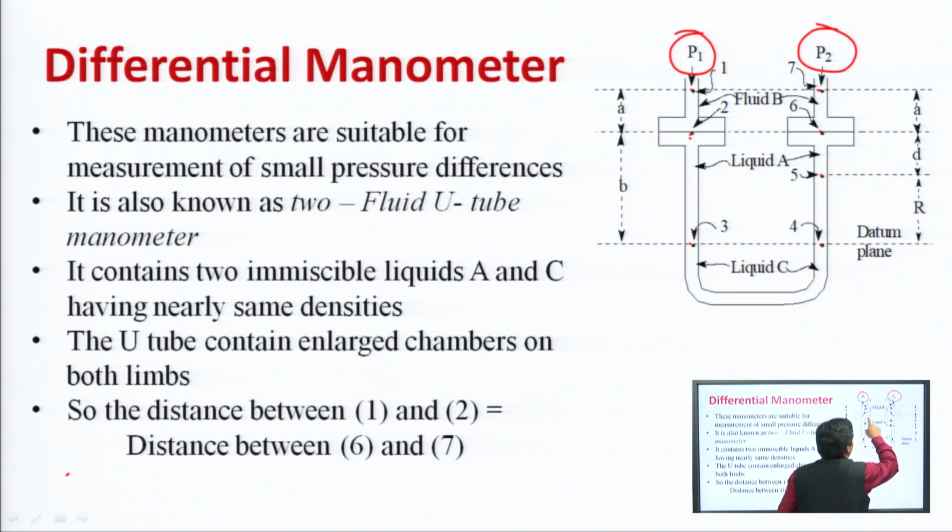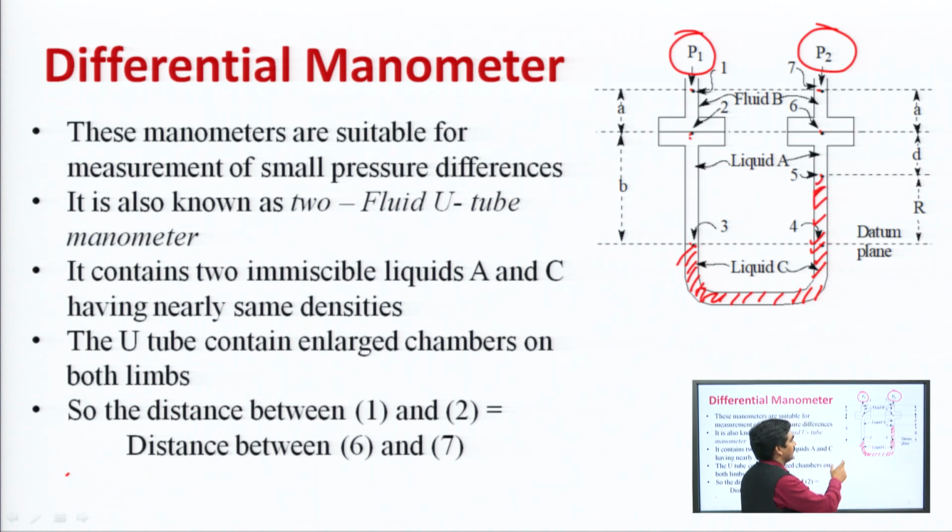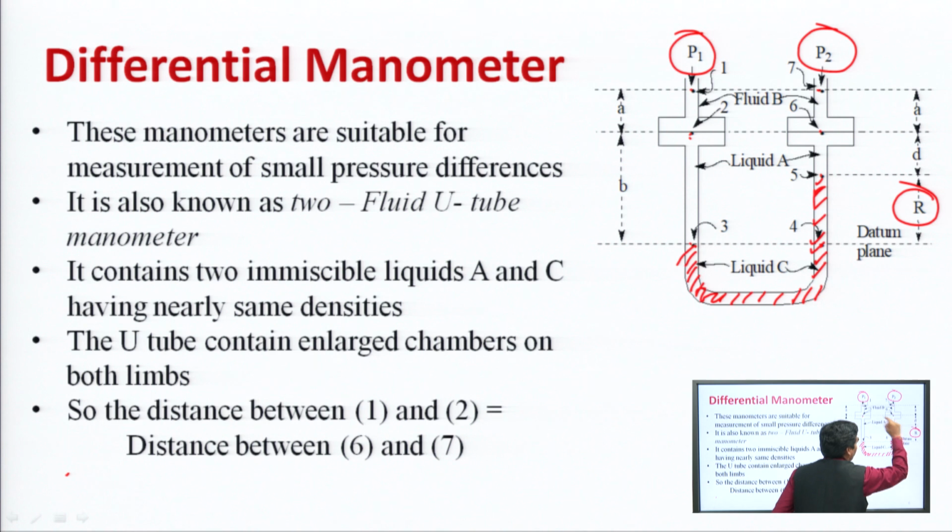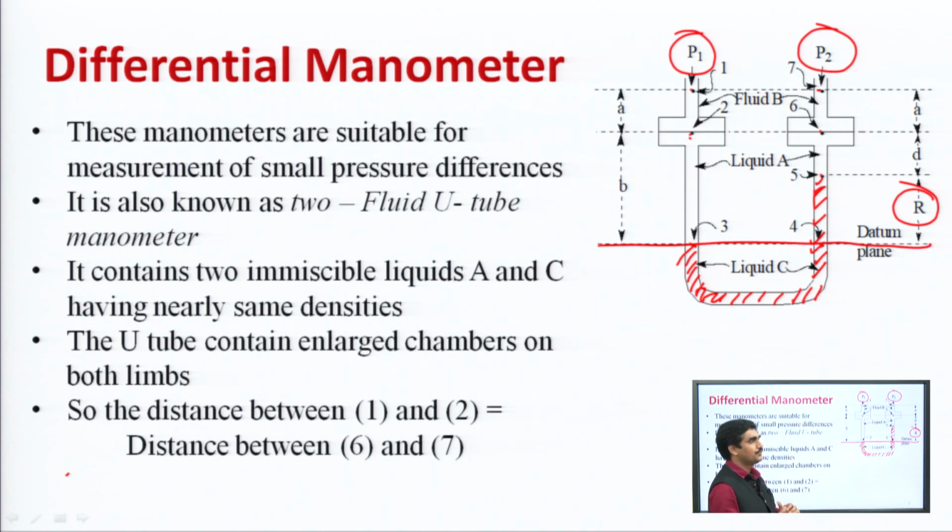Okay. Now, in this case, this is liquid C. Due to the pressure applied, it is moved from point number 3 to 4 and 4 to 5. The height is raised up to 5. That height is called R. Okay. This is the arbitrary horizontal plane or datum plane, basing on which we will measure the pressure difference by using this differential manometer.